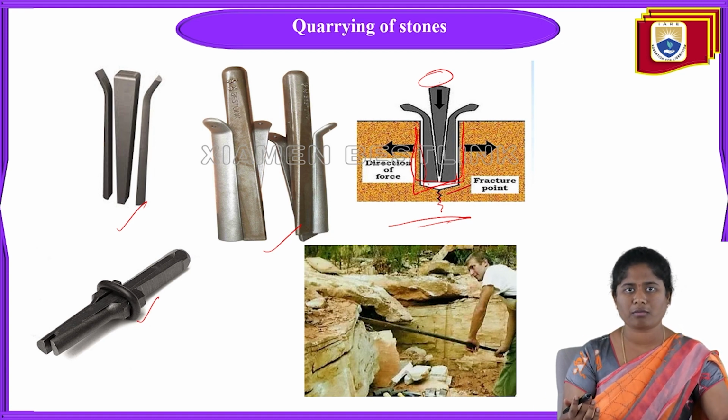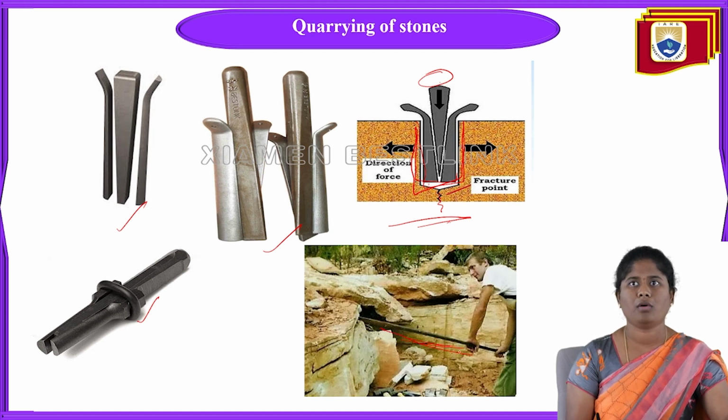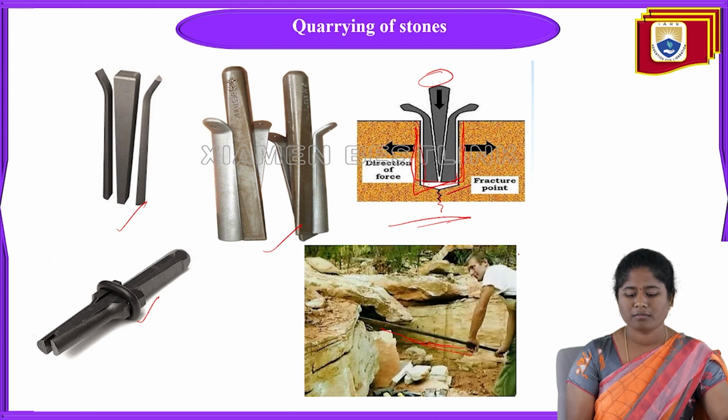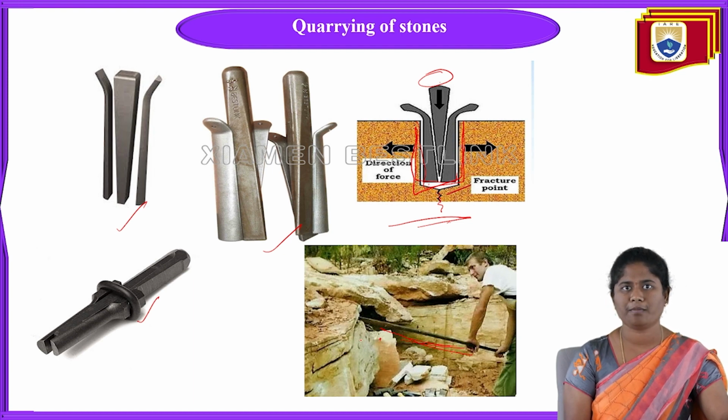After breaking that one, we are going to use this crowbar. You can see the crowbar. Here a man is using the crowbar. After this overall process of wedging, by using this crowbar, we can separate the rocks from the parent rock. This is the overall process of wedging.